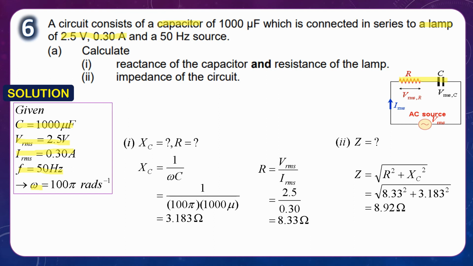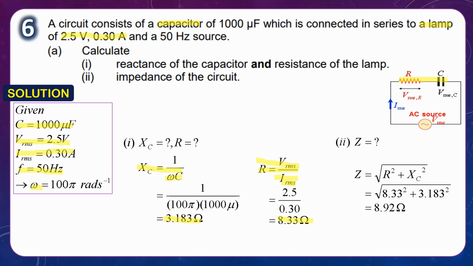For the calculation of the reactance of the capacitor, we just use the capacitive reactance equation. We substitute the values for angular frequency and capacitance. We get the reactance of the capacitor, which is equal to 3.183 ohm. For the resistance of the lamp, we refer to Ohm's law, or the equation R equal to V RMS over I RMS, and both values are given in the question. When we substitute, we get the resistance of the lamp, which is 8.33 ohm.